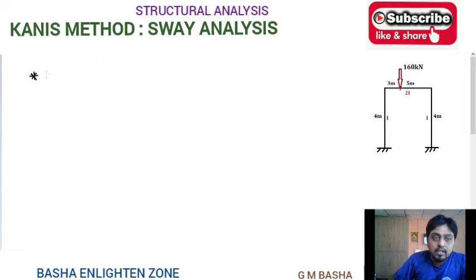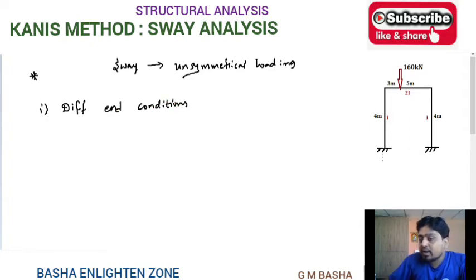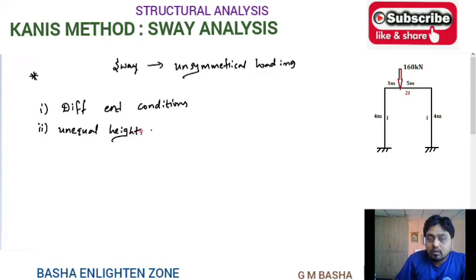So this problem is sway because of unsymmetrical loading. So generally, what are the conditions of the sway analysis? Different end conditions. For example, one end will be fixed, another end will be simply supported. At that time also the frame leads to the sway analysis. Then unequal heights of the columns.